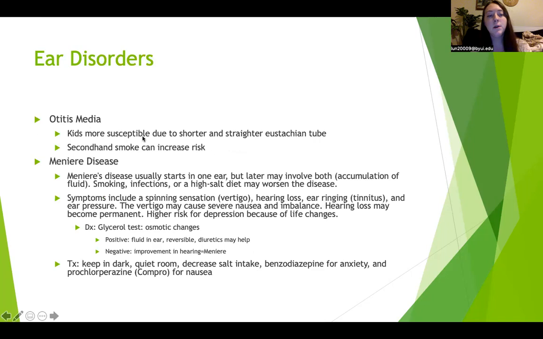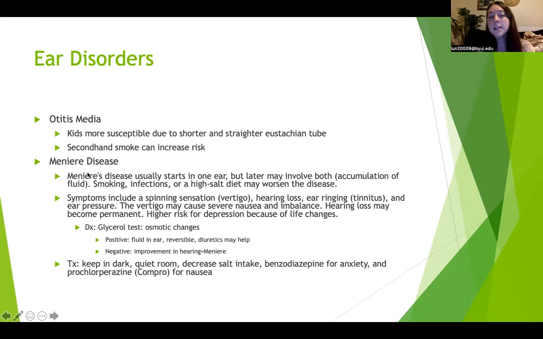Okay. So otitis media, itis meaning inflammation of some sort, infection. Kids are more susceptible. They have a shorter eustachian tube, and it's straighter. Just as a reminder, when you're giving medication ear drops to kids, we pull it down and back to open up that eustachian tube and make it straighter. For adults, we pull it up and back. I just think adults are taller, so we pull it up.